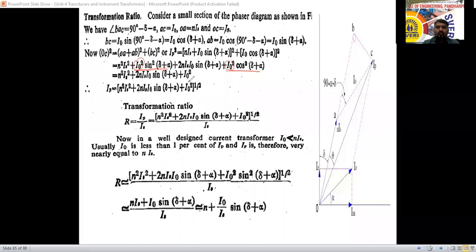One only. So only I naught square into 1, that is called I naught square; I have written it here. Up to here, any doubts? The equation is clear: sine square (delta plus alpha) plus cos square (delta plus alpha) equals 1. So I naught square we have taken outside. I naught square into 1 is nothing but I naught square. Other things we have written as it is here. Any doubts up to here?